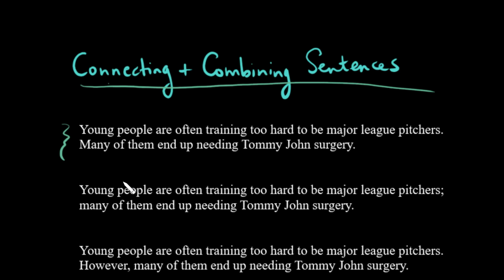So our two sentences are, young people are often training too hard to be major league pitchers. That's a full stop there. And then our second sentence reads, many of them end up needing Tommy John surgery. And Tommy John surgery is elbow surgery. Let's see how we can bring these two sentences together a little bit more. And as we do this, as mentioned, you can try this with your own sentences as well.